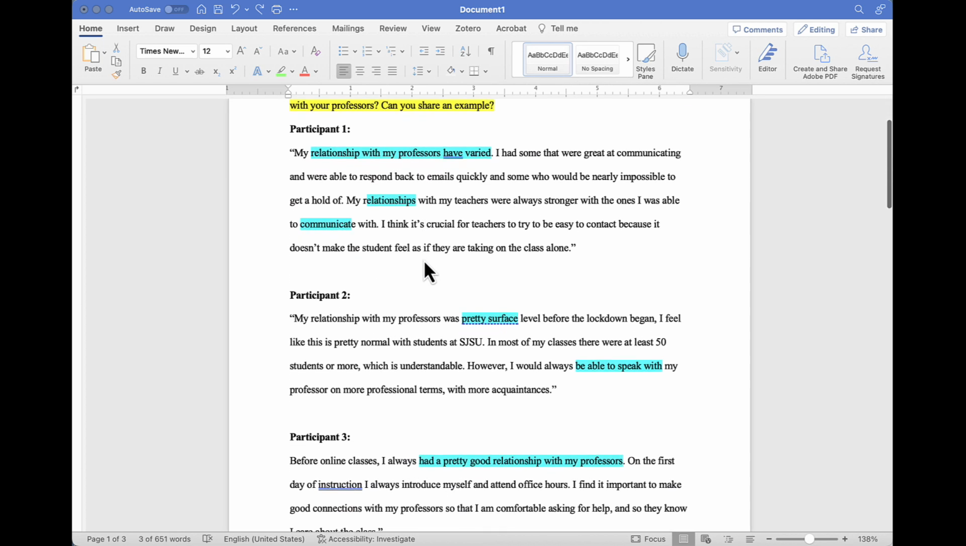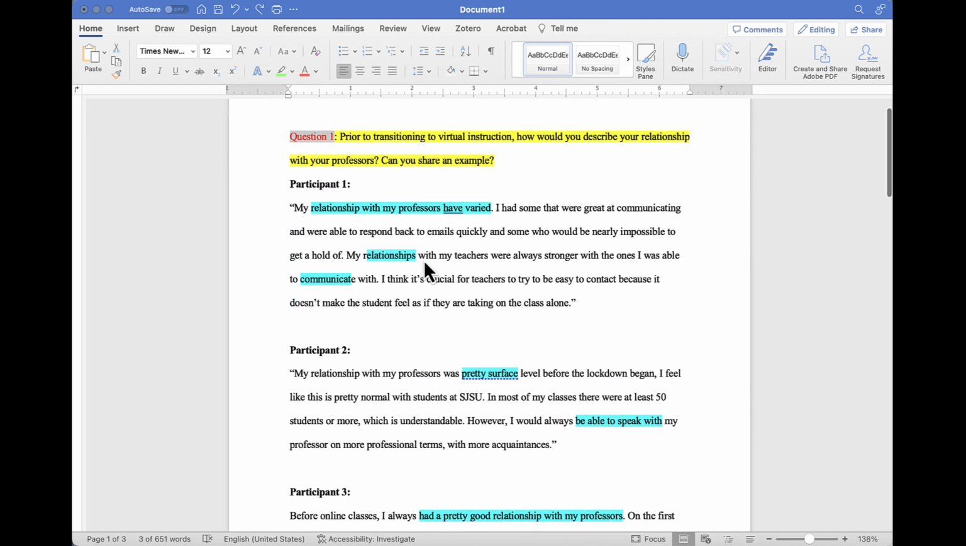While I was reading and rereading these answers, I saw that usually students said that their relationship with their professors was not great prior to COVID when classes were in person. For instance, the first participant says, relationship with my professors have been different. I also see that the first participant talks about how relationship improved with teachers who also communicated well.